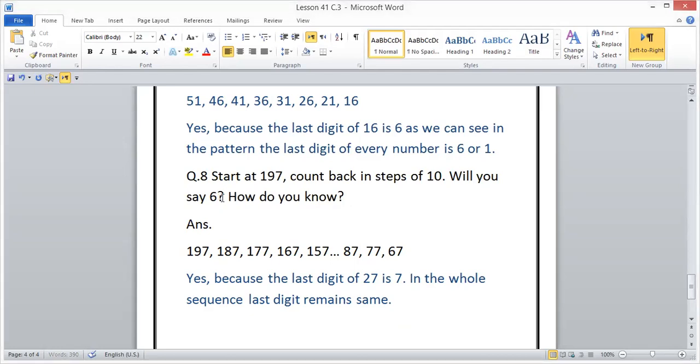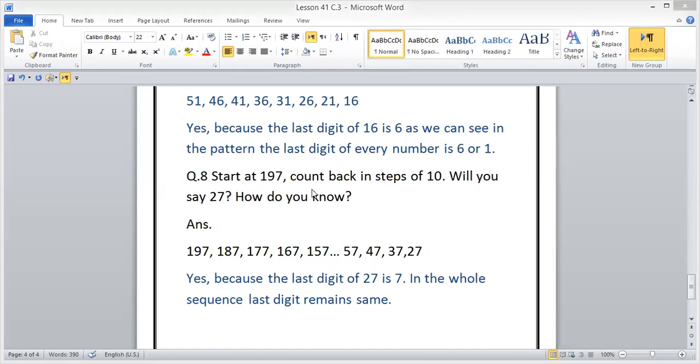Yeah, absolutely right. This is 27. So we will change the pattern here: 57, 47, 37. This is the answer. Clear, guys? Yes.